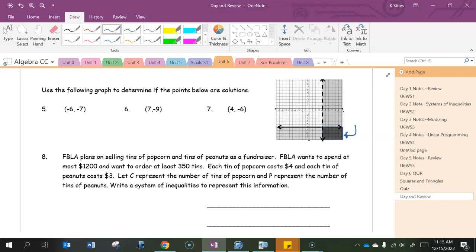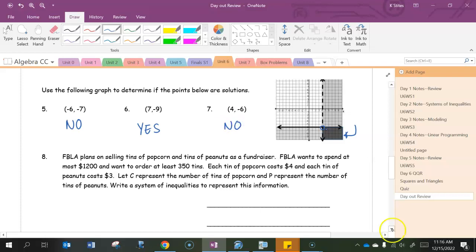All right, so -6, -7, that's over here. That is not in the darkest part, so that's just a no. 7, -9, that would be down here, which is in the shaded region, so that would be a yes. 4, -6. All right, be careful. That's actually right here. It is on a dotted line. It's also on a solid line, okay, but it is on a dotted line as well. So that means it works in one, but not in the other. So this is going to be a no as well.